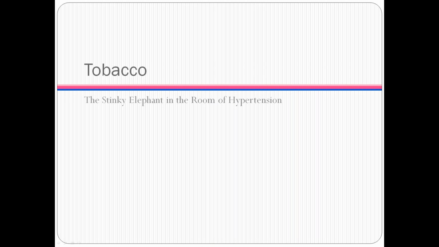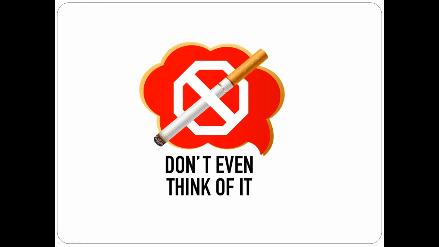Tobacco really is the stinky elephant in the room of hypertension. Not only does smoking or chewing tobacco immediately raise blood pressure temporarily, but the chemicals in tobacco damage the lining of the walls of the artery. This causes narrowing of the arteries, increasing the blood pressure. Secondhand smoke also increases blood pressure.